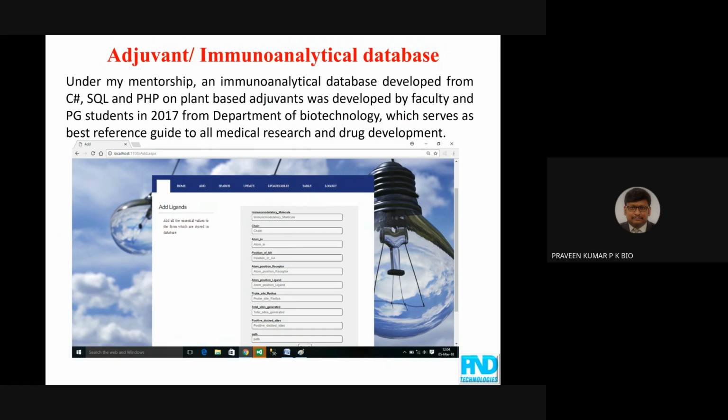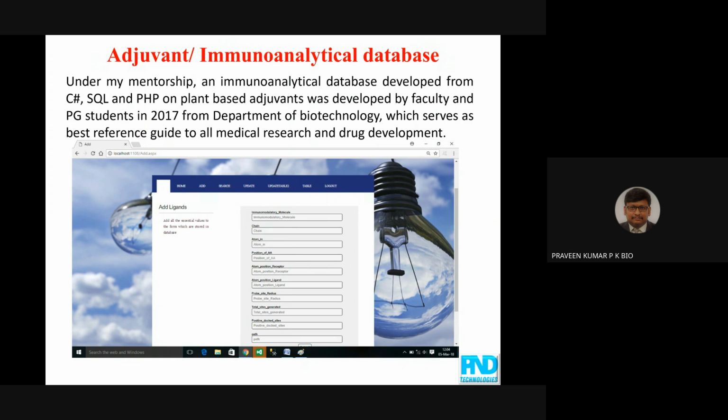Now, related to the database we developed at SVC in 2017 and 2018, two different PG students developed this kind of tool, which we named the immunoanalytical database. You know what is the specialty in this database? If you want to find the best plant compound for the treatment of any autoimmune disease or any cancers, we are able to find it.